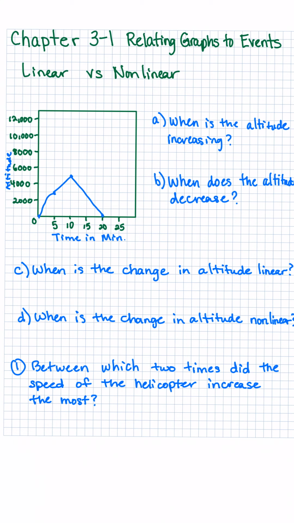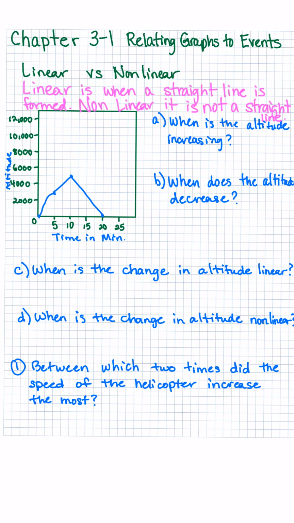You can use a line graph to see if it is increasing or decreasing, and if change in data is linear or non-linear. So a change in data is linear if it forms a straight line when graphed. If data does not form a straight line when graphed, then its change is non-linear. Let's go ahead and write that down. Okay. So I put linear is when a straight line is formed, non-linear is when it is not a straight line.